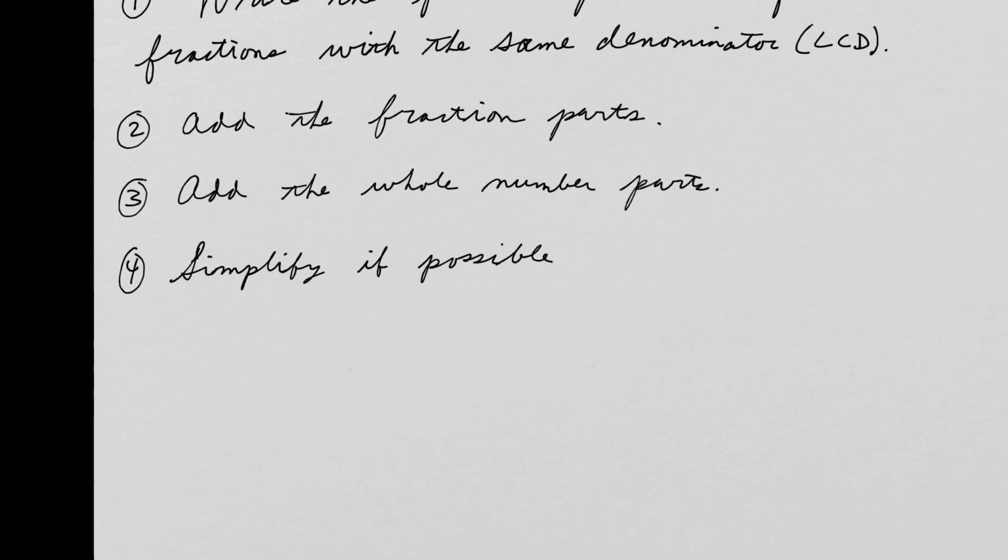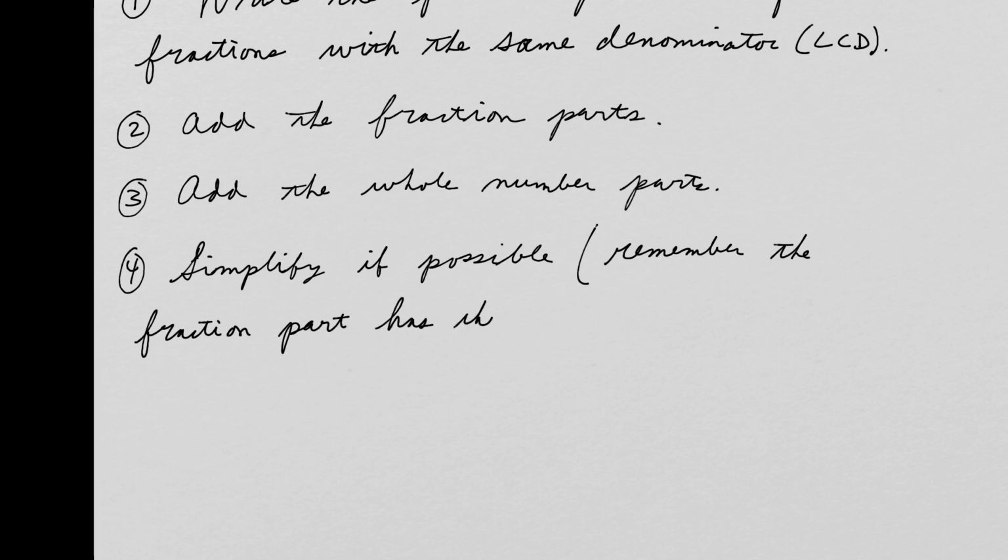The one thing that we have to keep in mind is that the fraction part has to be a proper fraction. If it's an improper fraction, we have to write it as a mixed number and take the whole number part and combine it with the whole number part that's already there. That'll make more sense when we do some examples, but let me write that out. So simplify if possible, and I'll put remember the fraction part has to be a proper fraction. Remember, a proper fraction is when the numerator is less than the denominator.